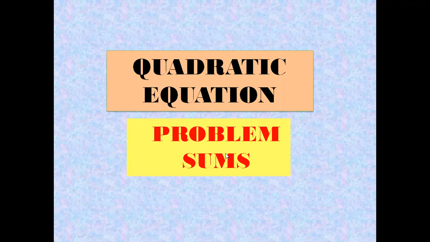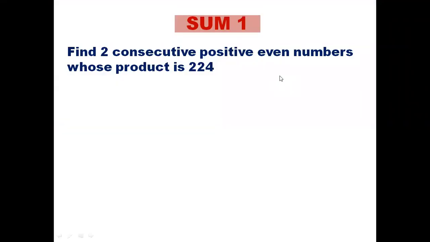In the previous videos of quadratic equation, I have already discussed with you the introduction on quadratic equation and the ways of solving quadratic equation. And in this video, I will share some problem sums with you. So let's start with sum 1. Sum 1 is: find two consecutive positive even numbers whose product is 224.